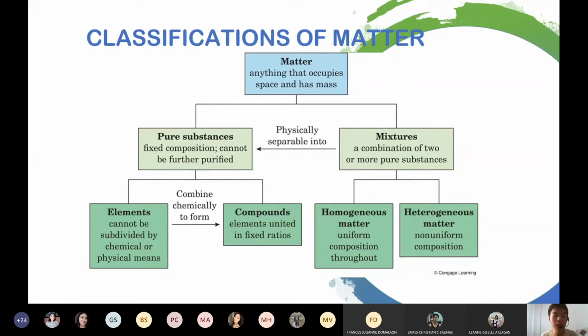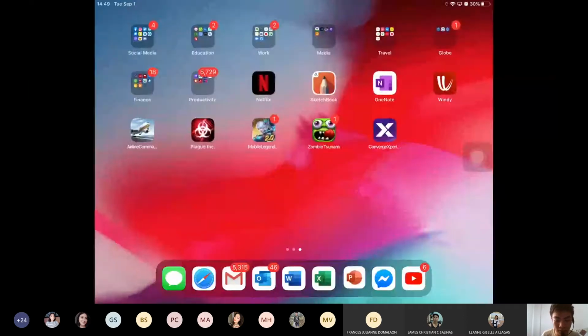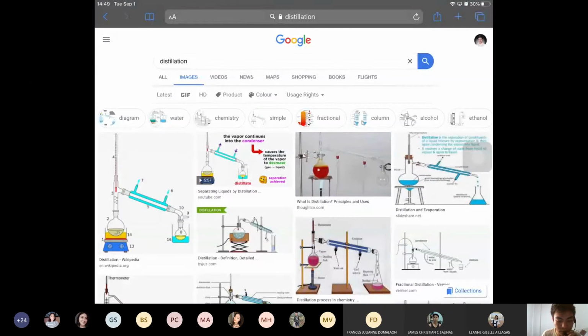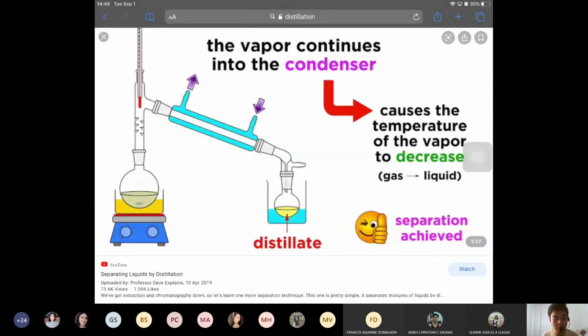Paano kaya, no? Okay, so ganito lang. We can use the concept of distillation. Sadly, wala tayong picture dito. Hanap tayo sa Google. Pakita ko sa inyo. Distillation. Ayan. Nice one. Pakita ko sa inyo. Ayan. Okay. So, ayan, distillation, no?